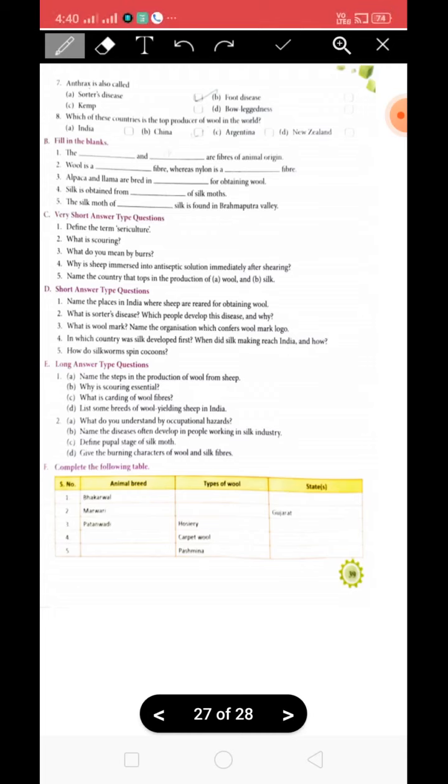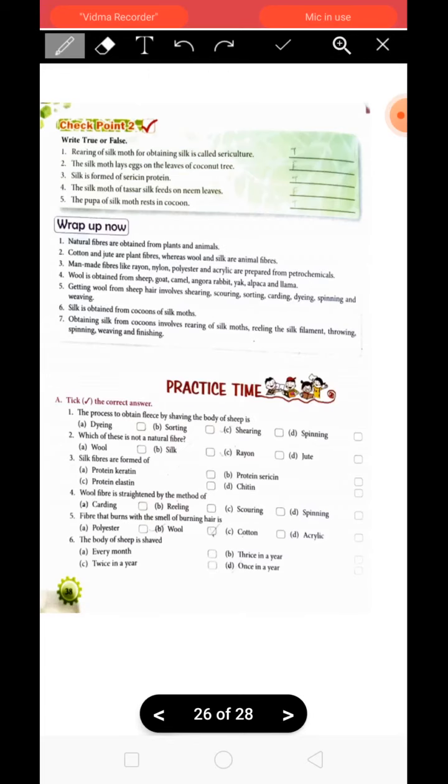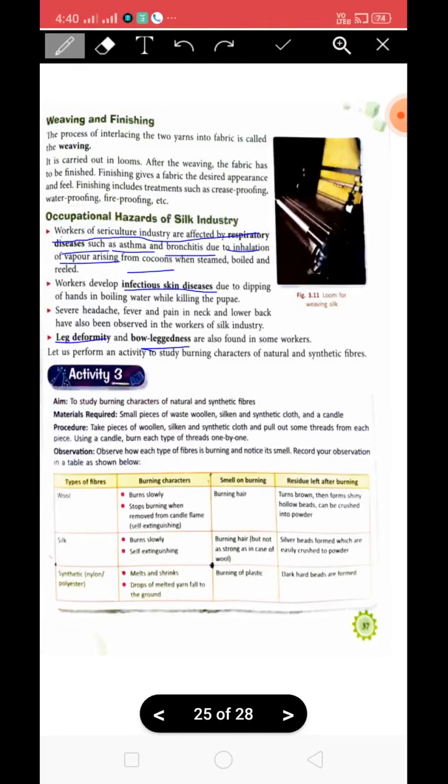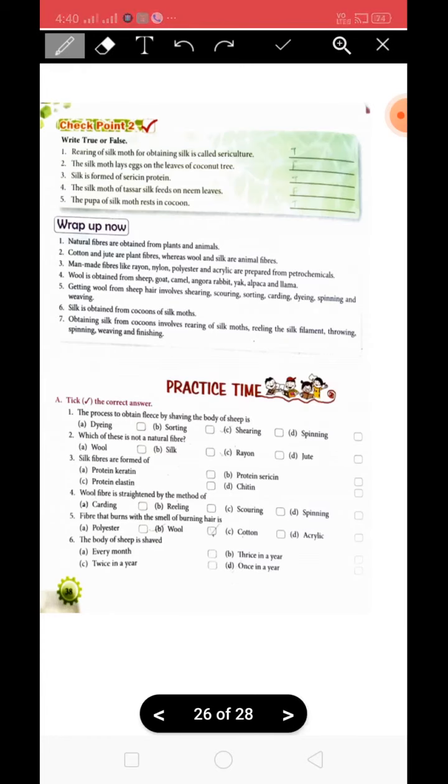Okay, now next D, give the burning character of wool and silk fiber. Burning character of wool and silk fiber is given here. Understood? The burning character of wool is given here and silk is here. So you will write only this section of the table in your answer. Next question.